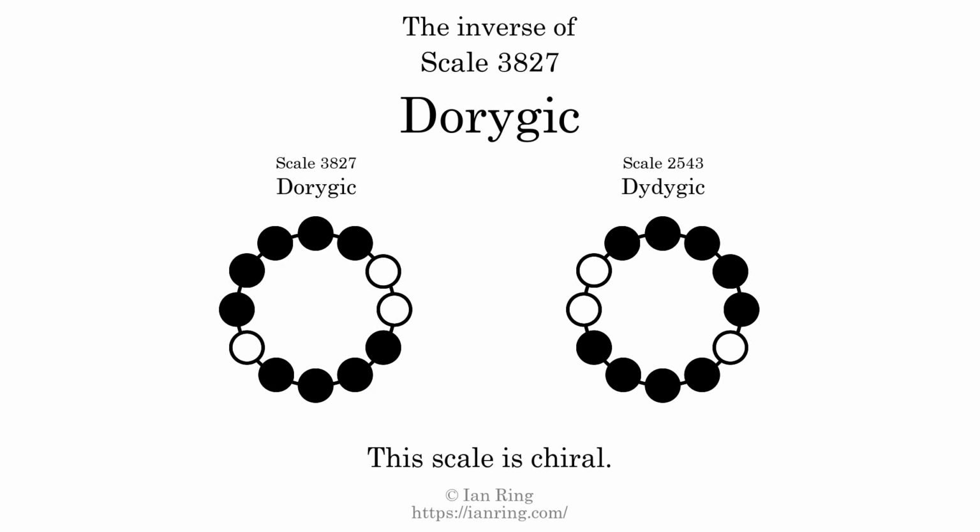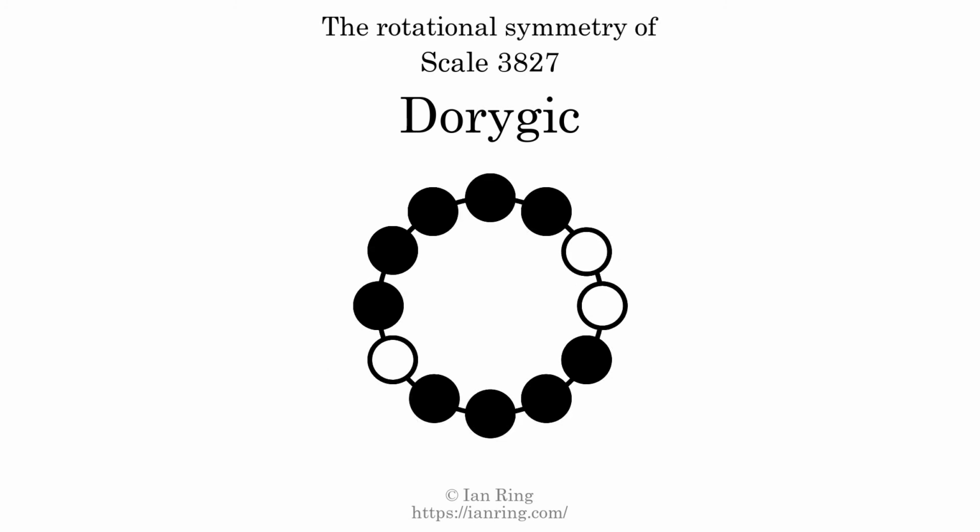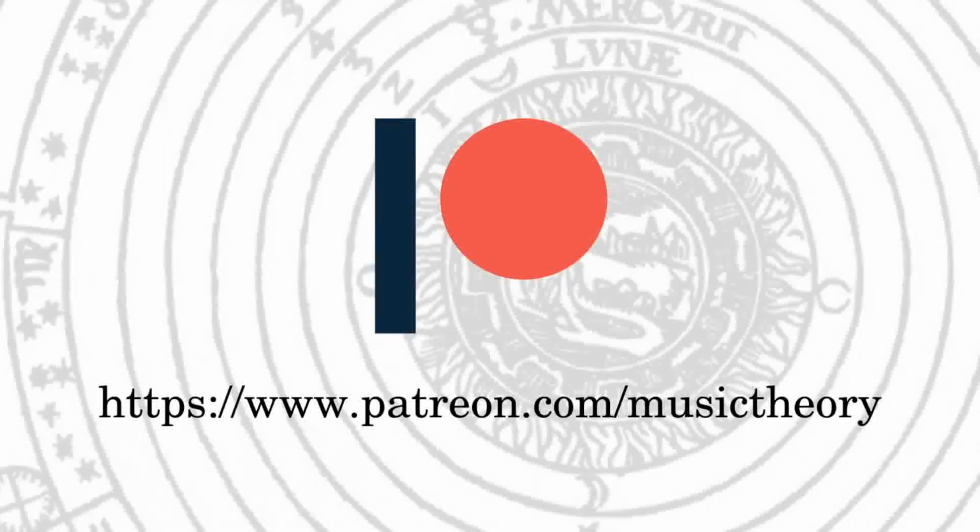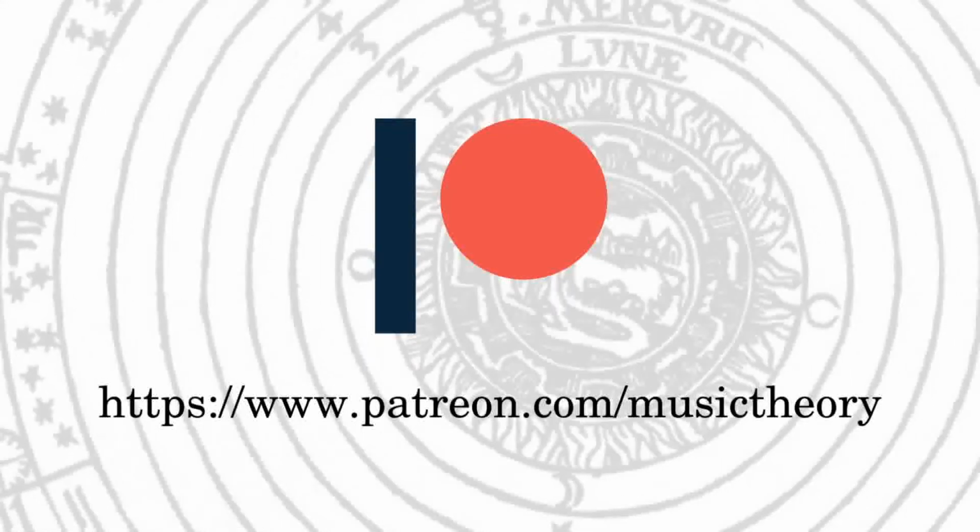The inverse of a scale is a mirror image. It is what you get when the sequence of intervals is reversed. The inverse of this scale is scale 2543, also known as Dorygic. This scale is chiral. It cannot transform into its inverse by rotational transformation. This scale has no rotational symmetry. For even more detail about this scale, visit ianring.com/musictheory/scales/3827.